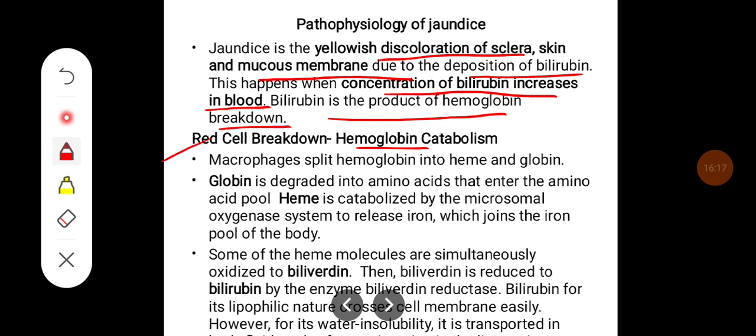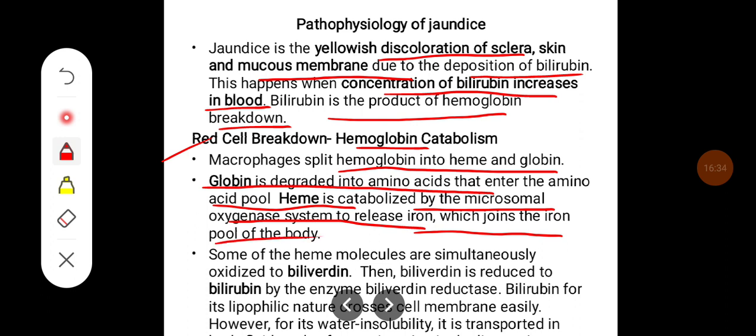Hemoglobin catabolism. The macrophages split hemoglobin into heme and globin. Globin is degraded into amino acids that enter the amino acid pool. Heme is catabolized by the microsomal oxygenase system to release iron, which joins the iron pool of the body. Some of the heme molecules are simultaneously oxidized to biliverdin. Then biliverdin is reduced to bilirubin by the enzyme biliverdin reductase.